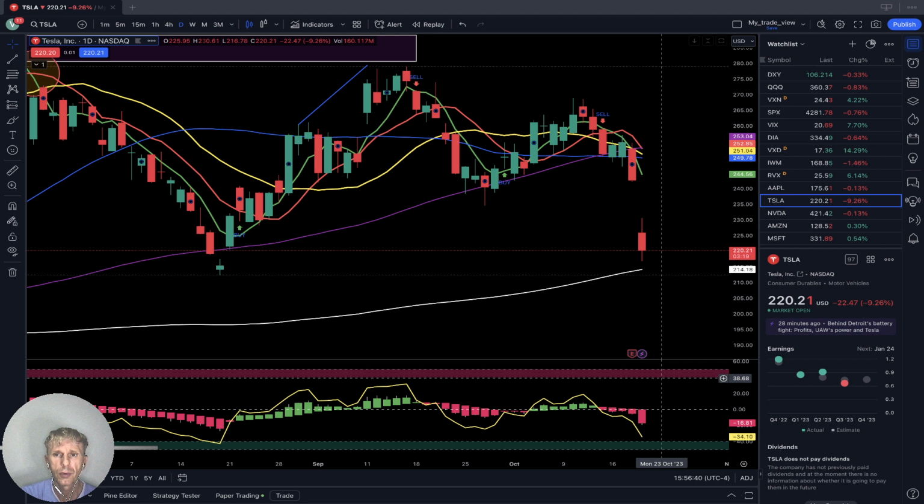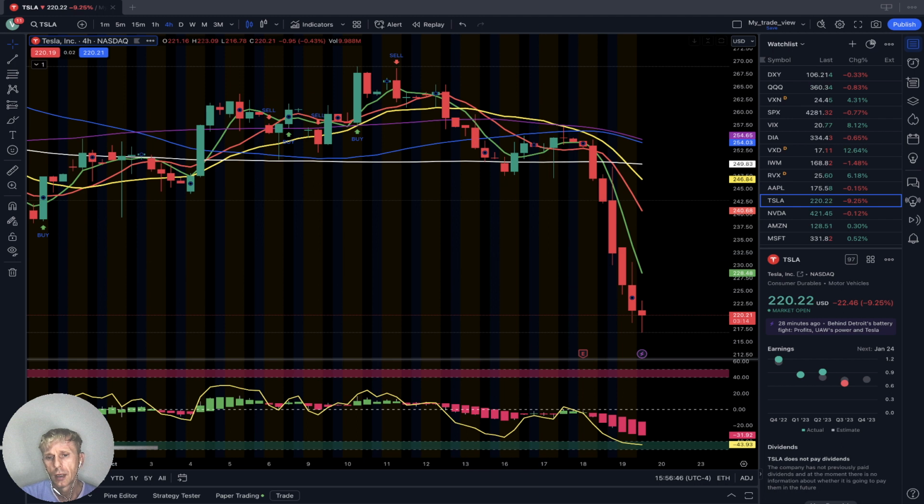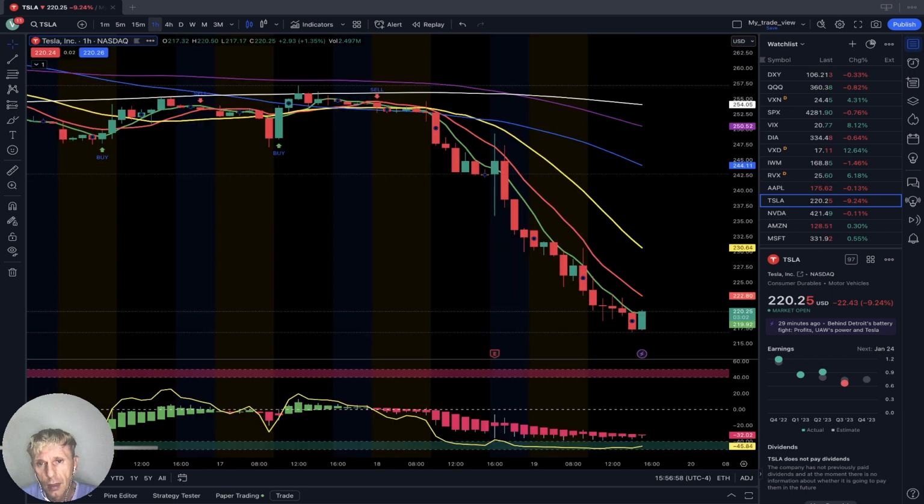Definitely disconnected from all moving averages. Daily on 4 hours time frame, same story. Huge gap down, oversold. Last bar disconnected from all moving averages. It can bounce. 1 hour time frame. Still bearish. It's very oversold. It can bounce. Remember, it can stay a very long time in oversold state. It's not always an immediate bounce.